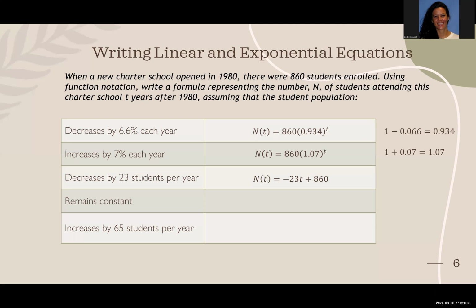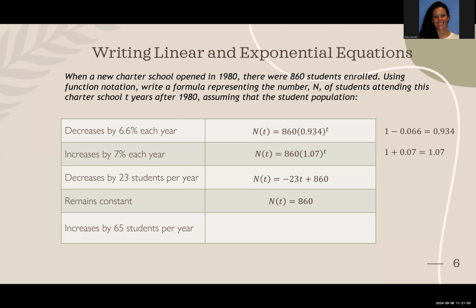In the fourth row, it remains constant. So nothing happens. Every year it's 860. And in the year 2075, it will be 860. So there's no growth, there's no decay, there's no slope, there's no exponent, just the 860.